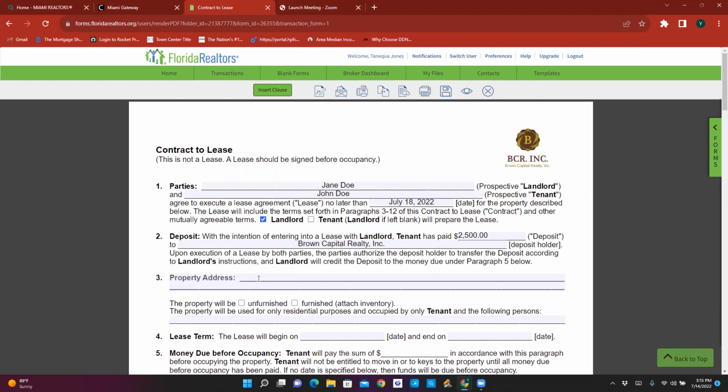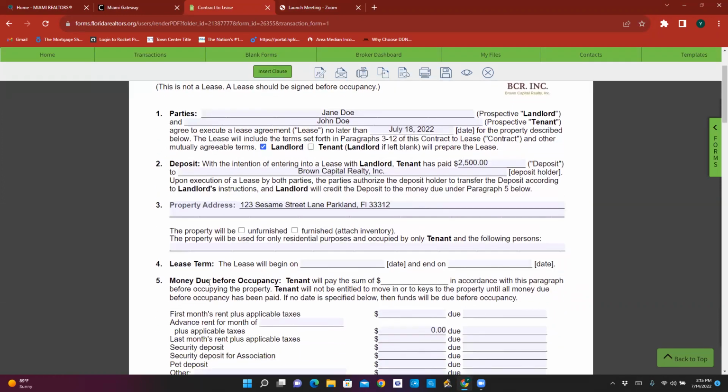Section 3 is in regards to the property address. This is not a specific address, it's made up. The next section, it says the property will be unfurnished or furnished. So depending on your listing, you would just have to check off which one applies. For the sake of this training video, I'm going to put unfurnished.